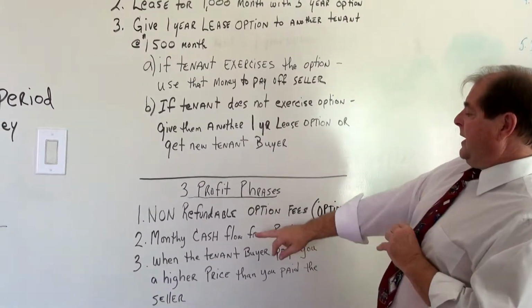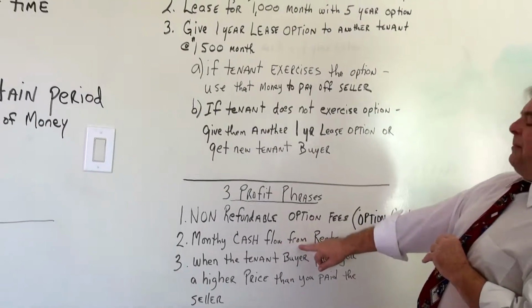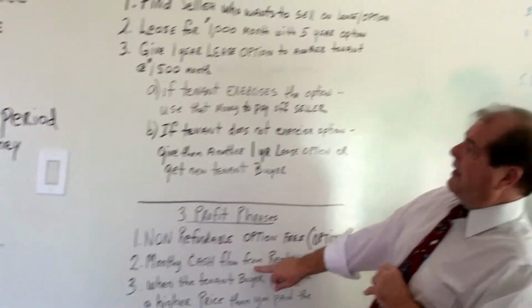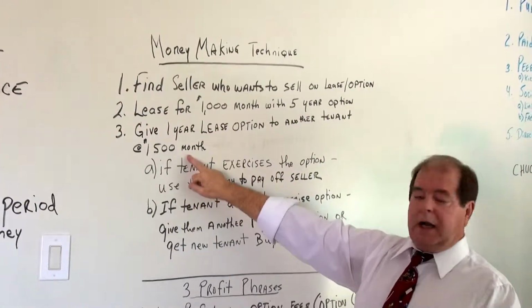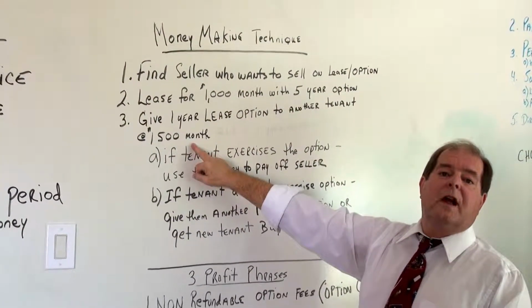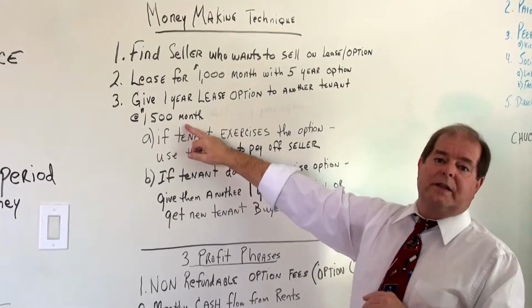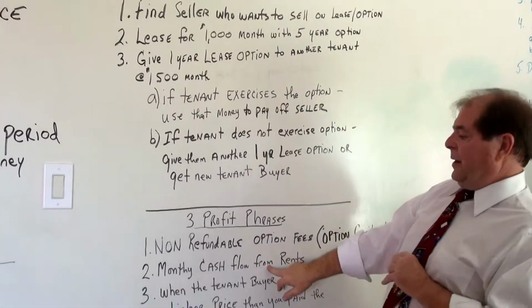Okay, the second thing we can do is we get monthly cash flow from the rents. On the example I used up here, we are paying $1,000 a month, but we are collecting $1,500 a month. That's $500 a month or $6,000 a year on the spread. That is the second way we make money.